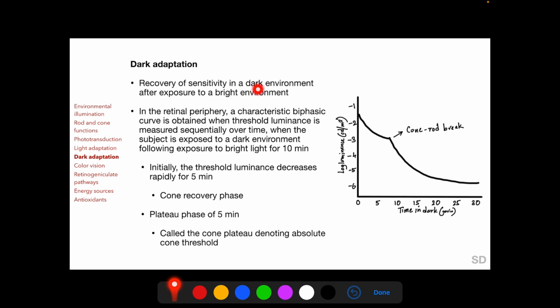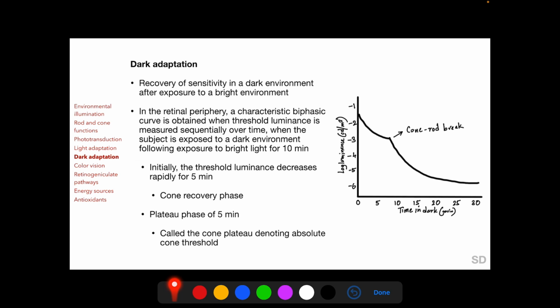Dark adaptation is the recovery of sensitivity to progressively fainter light stimuli when the subject remains in a dark environment following a period of exposure to bright environment. In the retinal periphery, a characteristic biphasic dark adaptation curve is obtained as seen here in this photograph. When the subject, following exposure to bright light for 10 minutes, is exposed to a dark environment and threshold luminance is measured sequentially over time with the subject remaining in the dark environment.